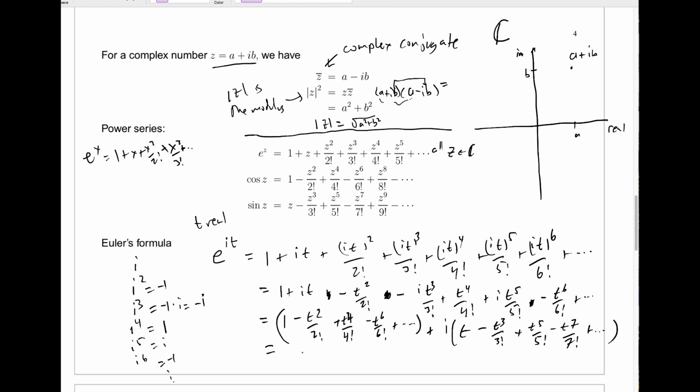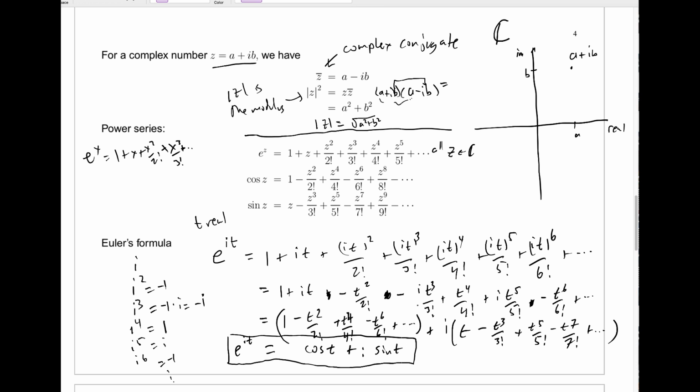And we can write this as cosine of t. This is exactly the series for the cosine function. Plus I times what we have here, which is sine t. And that's e to the it. And Euler did an enormous number of really great things over his very long lifetime, but this is possibly his most famous result. It's called Euler's formula, that e to the it is cosine t plus I sine t.